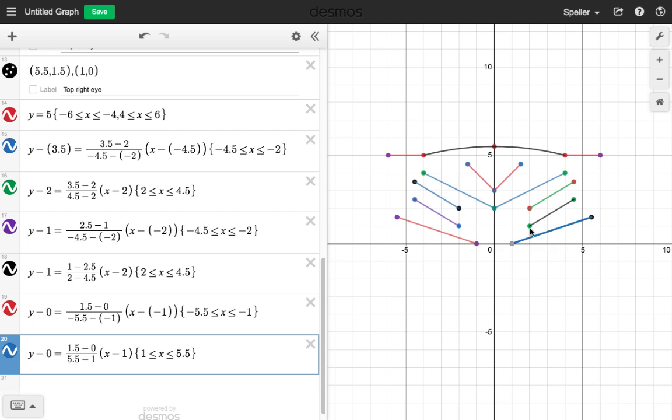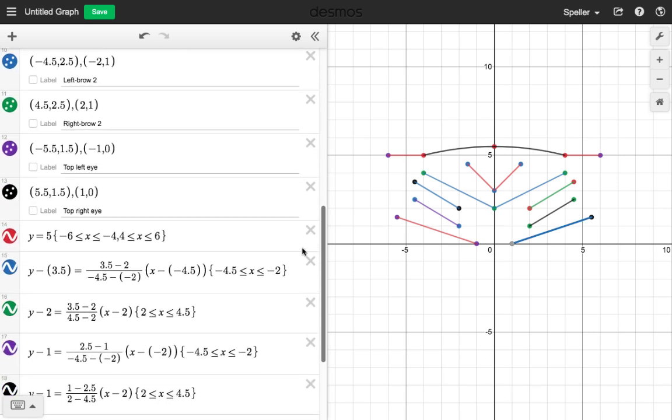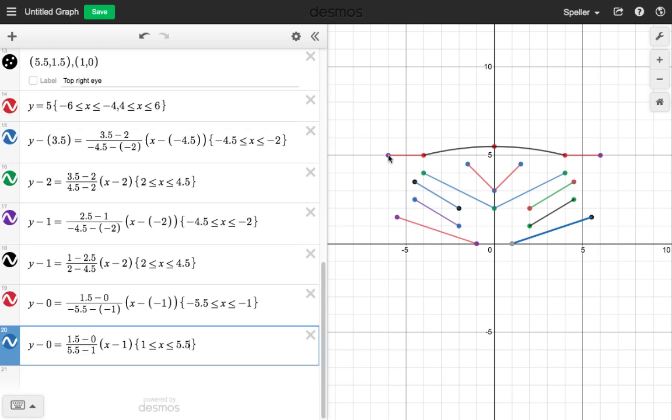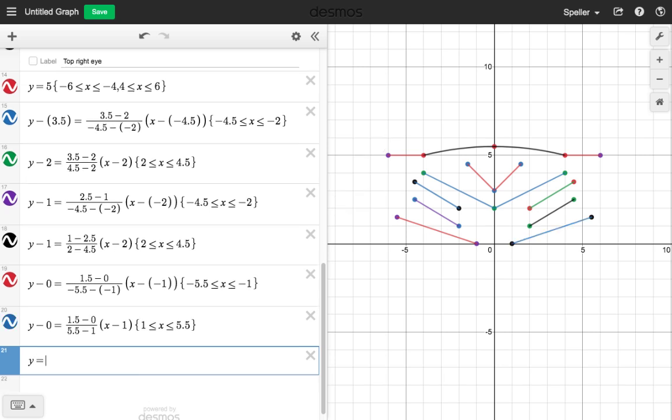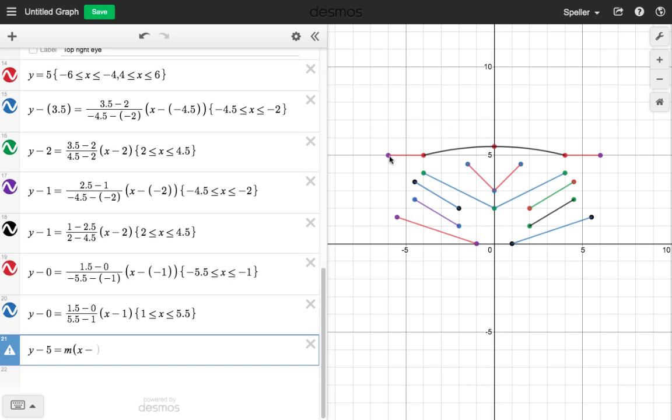All right, so now we have these lines here for the eyes, and let's go ahead and connect the left hand side and then the right hand side. So on the left hand side, these are 2 points. Let's use the point negative 6, 5 to start in our equation. So the y value is going to be a 5. I'm going to place in the slope in a minute, and the x value, what was the x value again? The x value was negative 6. So I'm going to place this negative 6 in parentheses here.